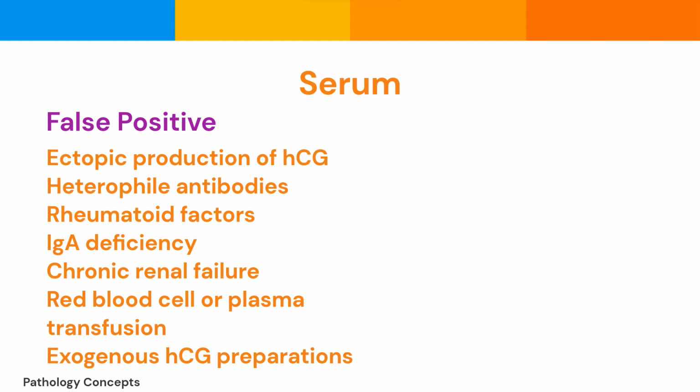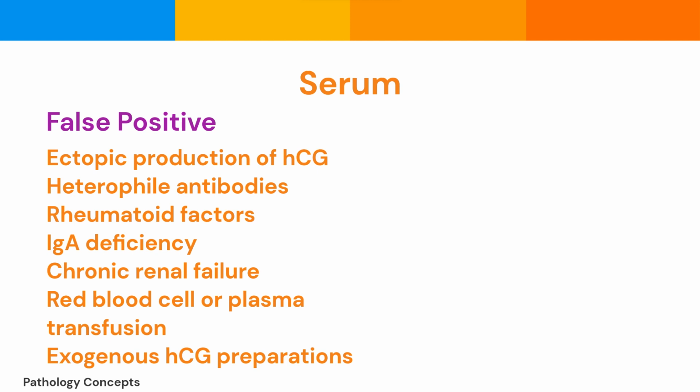Second is presence of heterophile antibodies. They are autoantibodies and antibodies formed after exposure to animal products that interact with assay antibodies. Third is rheumatoid factors. They can bind the antibodies in the assays as well. Fourth is IgA deficiency. Fifth is chronic renal failure or patient on hemodialysis.